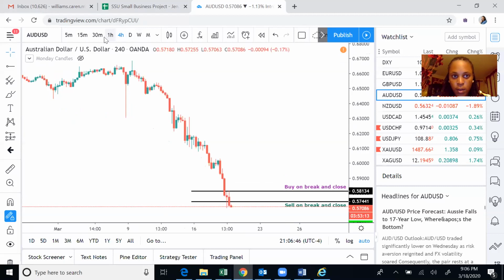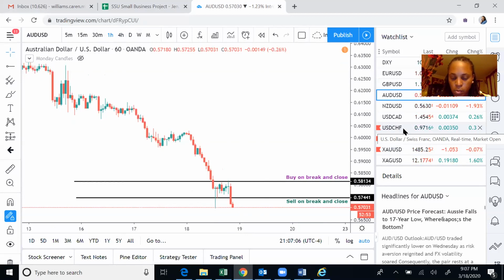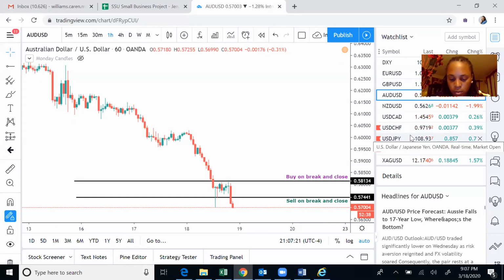TP on this, 20 pip take profit, because remember this is the one that we couldn't find the thing. So 20 pip take profit. Trying to pick take profit, guys. Okay, so I got that one started.